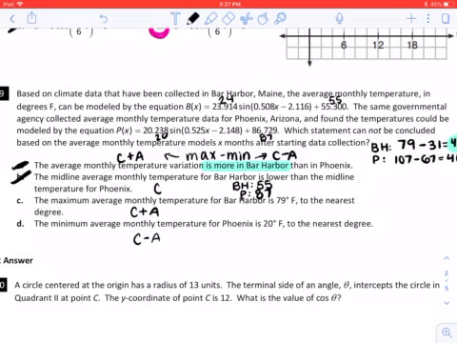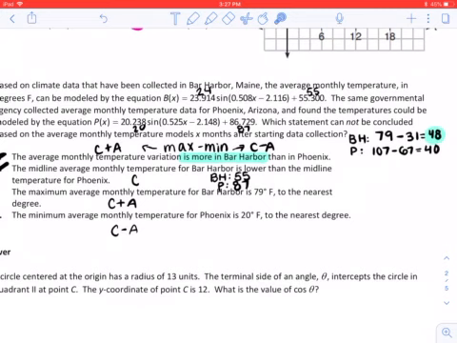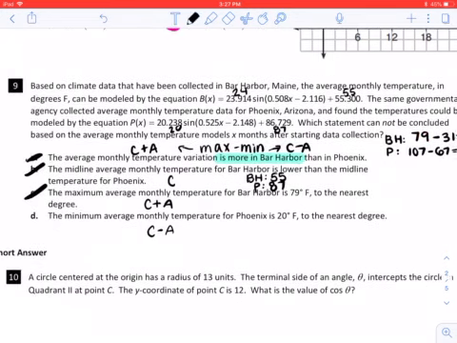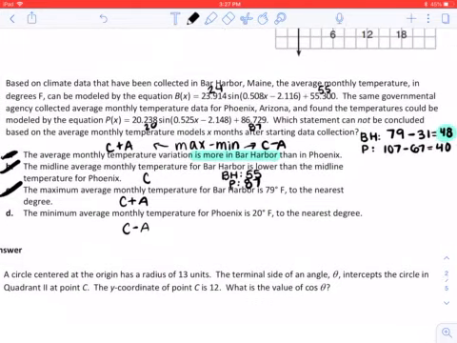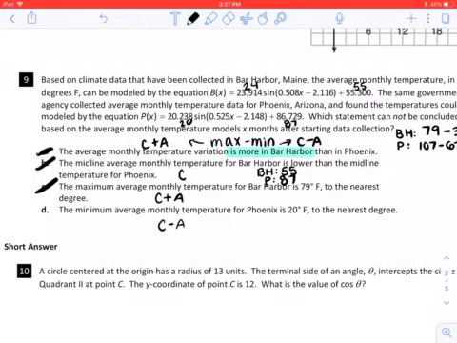C, the maximum average monthly temperature for Bar Harbor is 79 degrees. Well, we already calculated that when we were finding the variation. So Bar Harbor does have a maximum of 79, so that is true, therefore not our answer. Finally, D, the minimum average monthly temperature for Phoenix is 20 degrees. Well, we found Phoenix's minimum to be 67 degrees, so that is not true. Therefore, that is our answer.